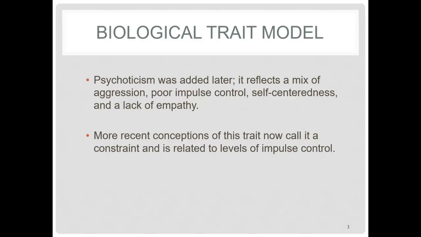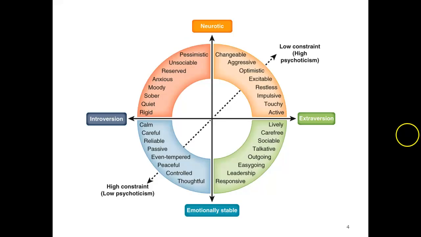So let me show you an image. So here we've got various trait terms, I guess that's what you could say. And here we've got introversion and extroversion. We've got neurotic to emotionally stable. And then we have low constraint to high constraint. And so that's what they're talking about with Eysenck's trait theory.